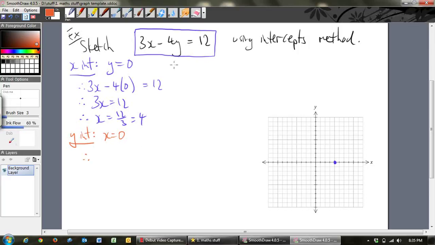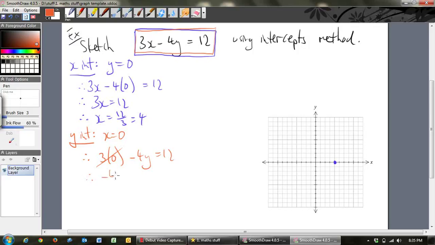So all you do is go back to your rule up here. There's your rule, very important. It's the governing rule. And what we say is let's put x equals 0 in here. In other words, 3 times x, x is 0, minus 4y equals 12. Now we just need to solve this equation. What's 3 times 0? 0. So that just disappears.